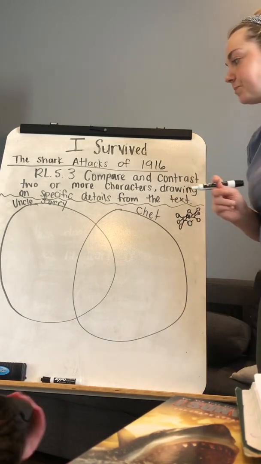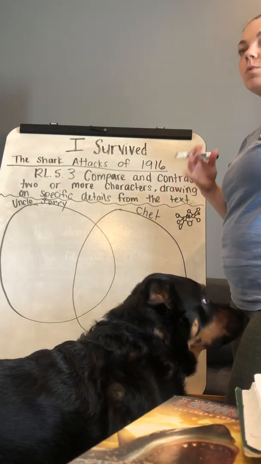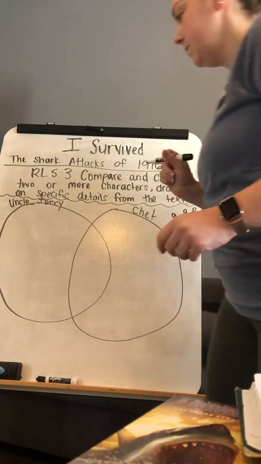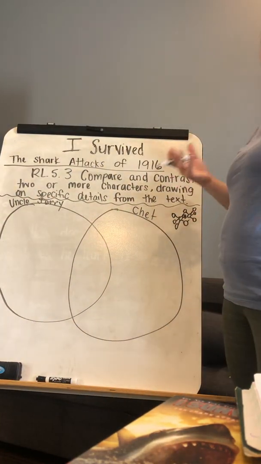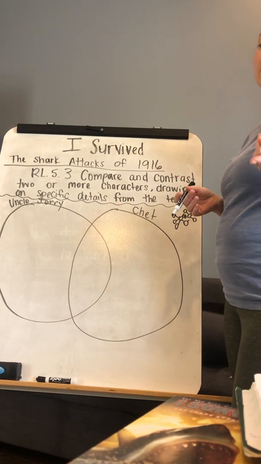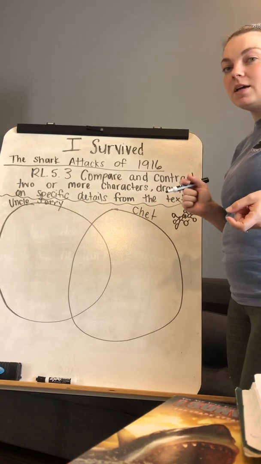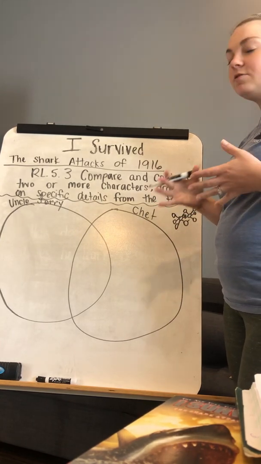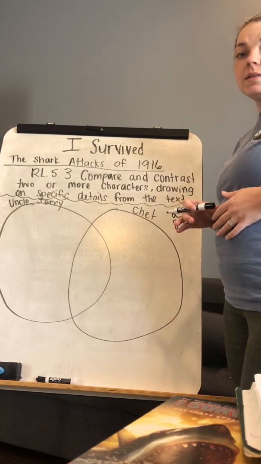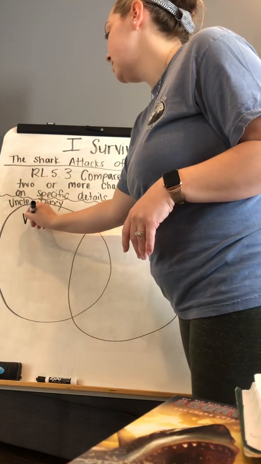So, Uncle Jerry, what are some things we know about Uncle Jerry? Well, first of all, we know basically that he's older than Chet, and Chet's younger than Uncle Jerry, but is that really a good 5th grade difference? Not quite. But what is something that comes with being older? Well, he's pretty wise, right?